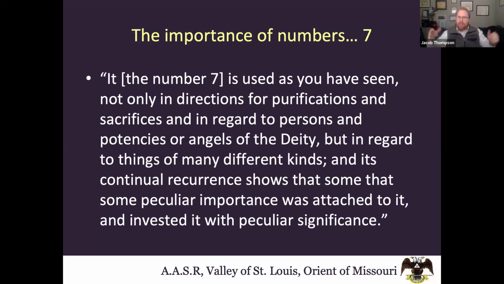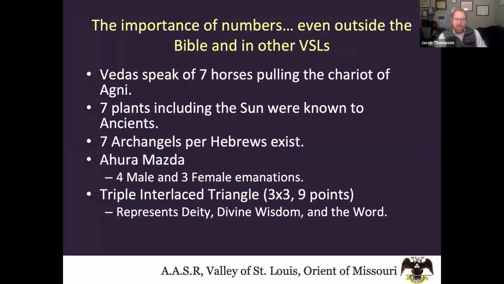Taking it a step back and broader, Pike does note that other faiths, other practices use the number 7 in various ways. The Vedas speak of 7 horses pulling the chariot of Agni. There are 7 planets, including the sun, known to exist to the ancients. Per Hebrew text, per the Hebrew belief, Judaic beliefs, there were 7 archangels. Ahura Mazda, who we're going to talk a lot about later, 4 male and 3 female emanations were said to come from him in the Amesha Spentas.